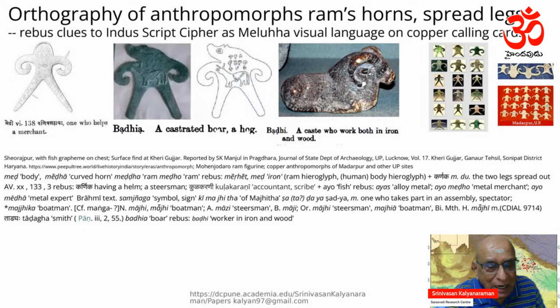Brahmi text. Samadaga symbol. The Brahmi text reads Ki Maji Da. That of Maji Da. Sa Da Da Ya. Sadya, one who takes part in the assembly, spectator. Majika is a boatman. Maji is a boatman. Maji is a steersman. I am reading the Brahmi text on the anthropomorph. Manji, boatman. So boatman assembly. Badiya boar, badi worker in iron. All these symbols are identified on the anthropomorphs. So these are all field symbols.